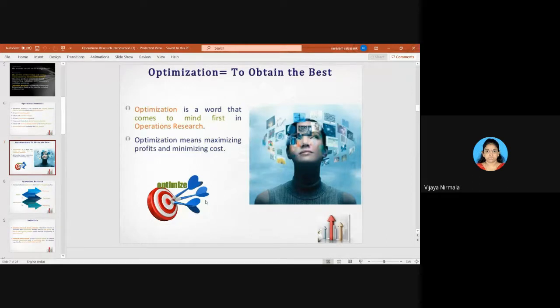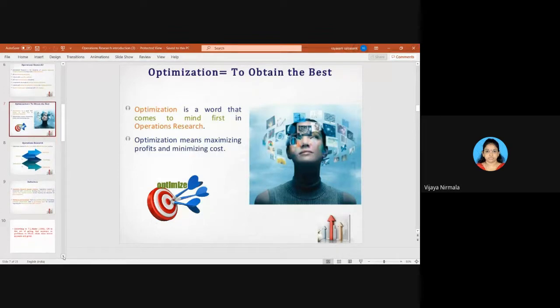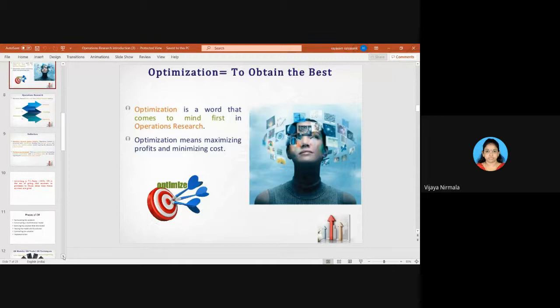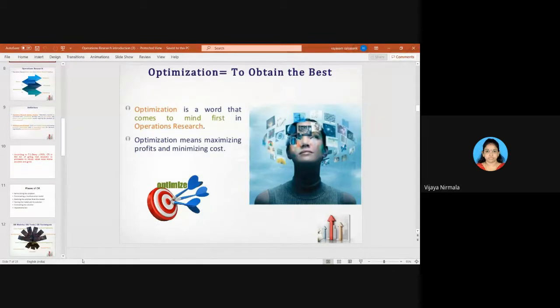So if you think of operations research, what must come to our mind? Optimization. Up to the completion of this operations research subject, you need to remember that optimization means maximizing the profits and minimizing the cost. This is the only thing you have to remember. What is optimization? You need to get an optimum solution. Now, you understood what optimization is?